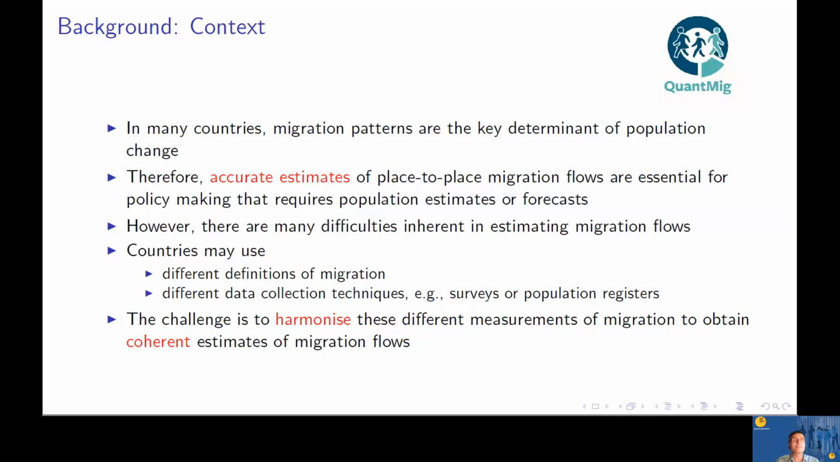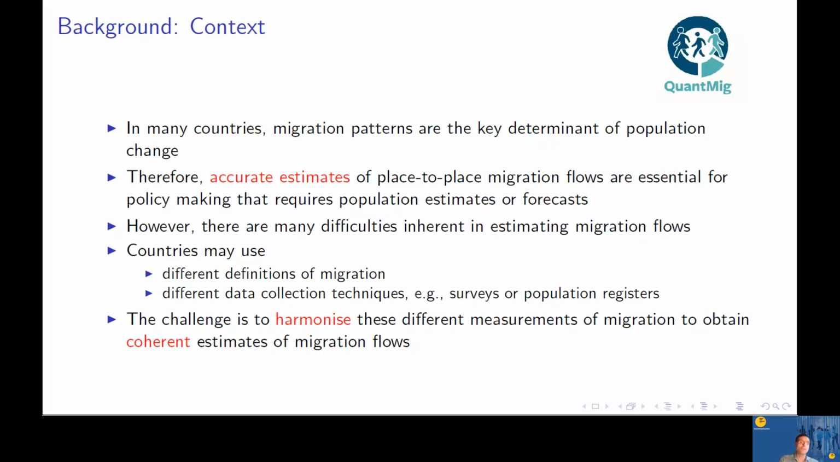And often we require this information for particular ages. And again, migration patterns often vary by age and sex. So accurate estimates of place-to-place migration flows are essential for these sorts of policies. However, there are many difficulties inherent in estimating migration flows between countries.